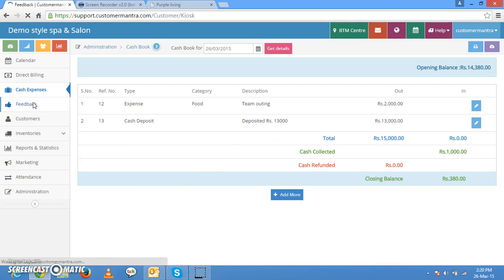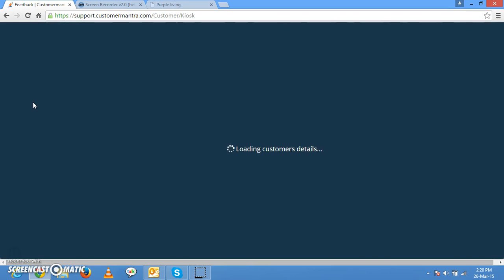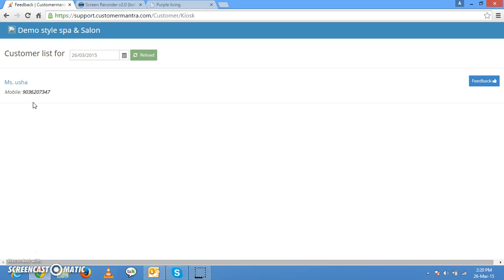Now, feedback is a system which doesn't necessarily need an introduction. Everyone knows what feedback is. Now, what we do is basically integrate the feedback mechanism into the software. The reason we do it is because when the customer walks in, you take the customer details and you feed that into the system, which means you are keeping track of your customer database.